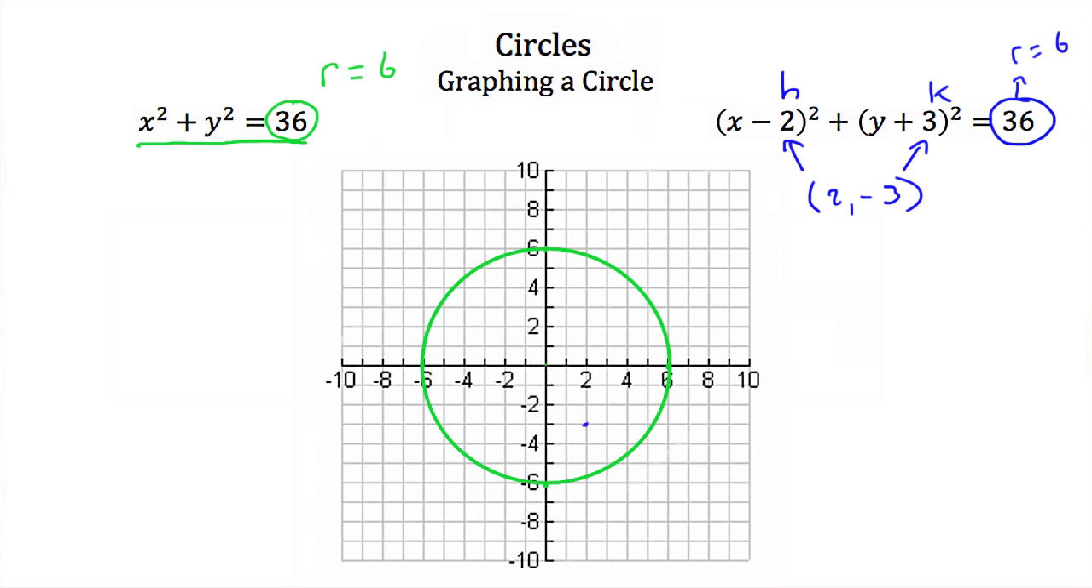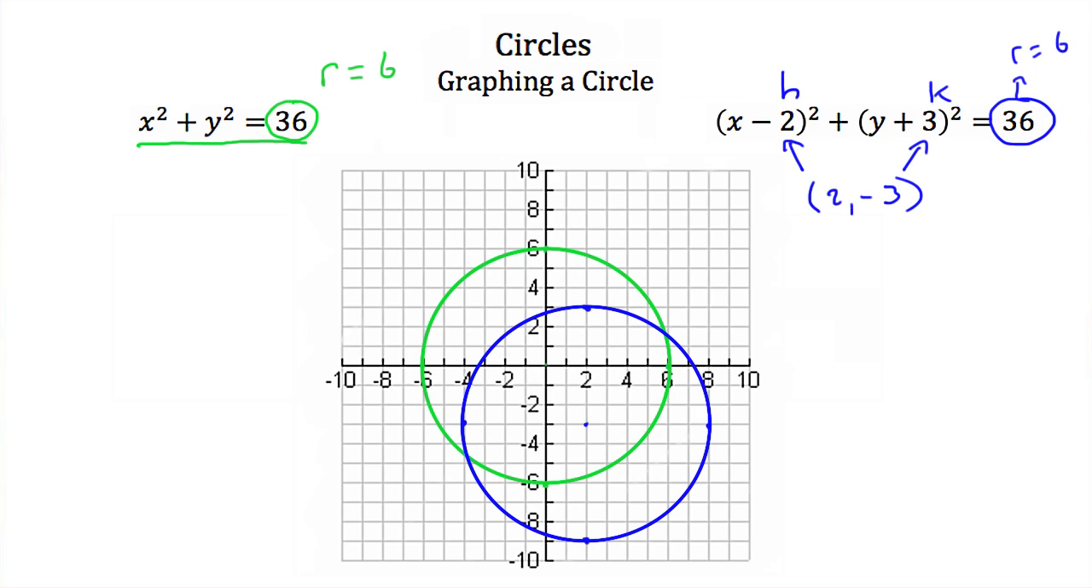So if I'm at (2, -3), I need to find all the points that are 6 units away from that. So (2, -3), 6 units away would be (8, -3). (-4, -3) would also work. I can also go in the y direction, 6 units. So from (2, -3), I would go up to (2, 3). And from (2, -3), I could go down to (2, -9). Now I've got several points here and I can connect them with a smooth round curve. And my circle would look like that.